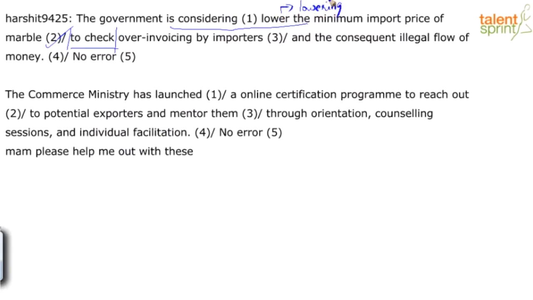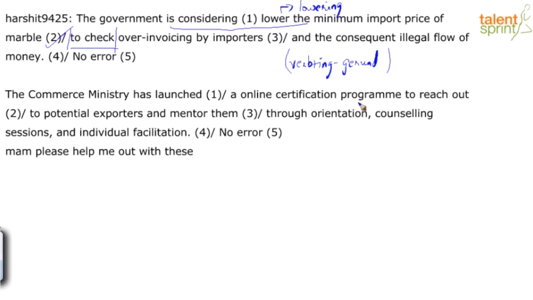And also initially, if you were paying attention, I had asked the question what? The government is considering what? Right? So verb plus ing form functioning like a gerund. Somebody pointed that out. We need the gerund form here. Are you following? Lowering the minimum import price of marble is what the government is considering. Yeah? Next one, the Commerce Ministry has launched an online certification program to reach out to potential exporters and mentor them through orientation, counseling sessions and individual facilitation.